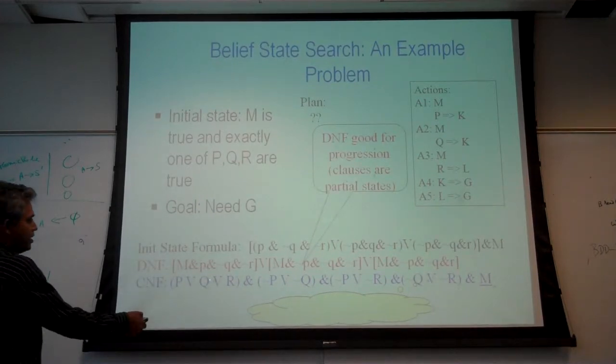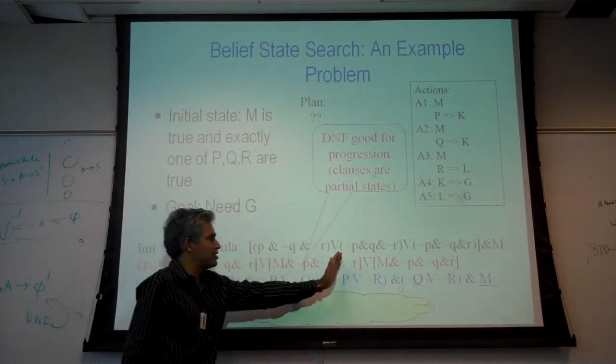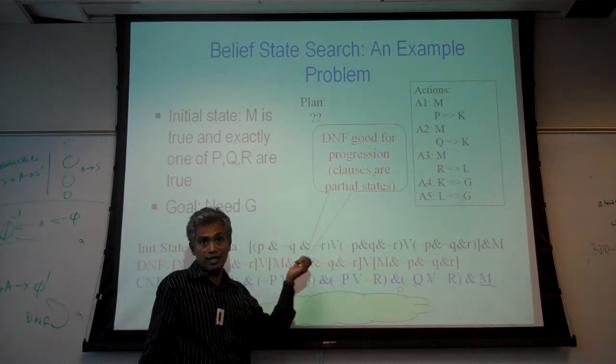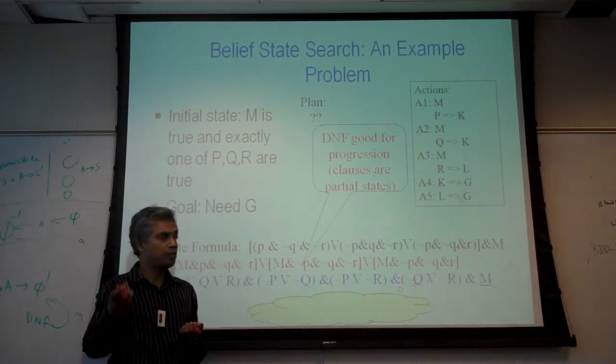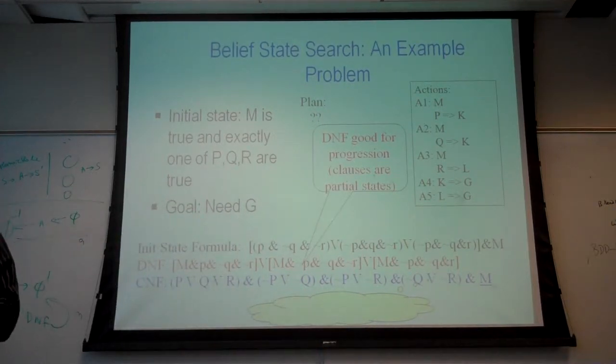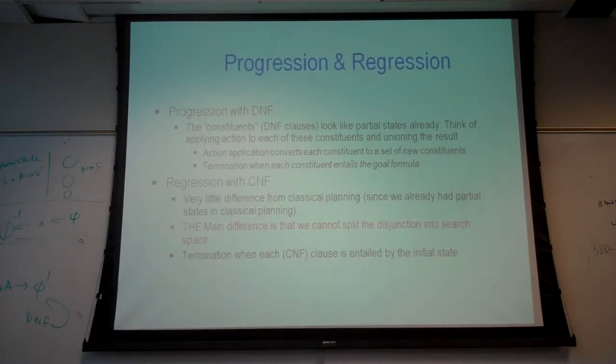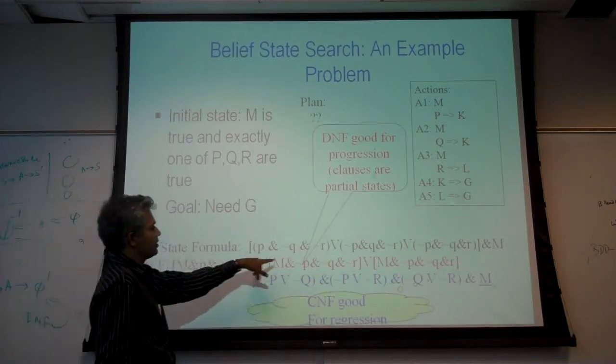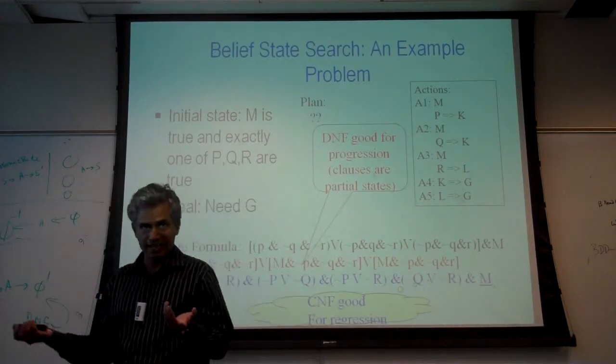That's the CNF formula for this. So DNF, you can almost see how progression can use this representation, because you can act as if each of these are states and do the progression. And I'll show you that regression would actually be easy to generalize to work with CNF. That's the Pond paper that I asked you to read. The sections basically talk about the CNF representation there. CNF is actually quite good for regression. So with progression, you can think of these as constituents, and the constituents take the place of states.